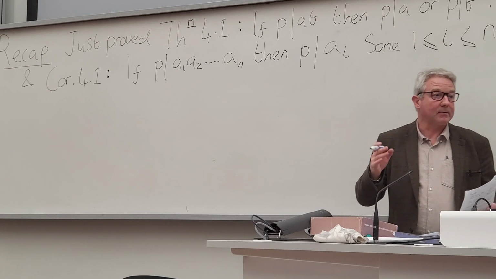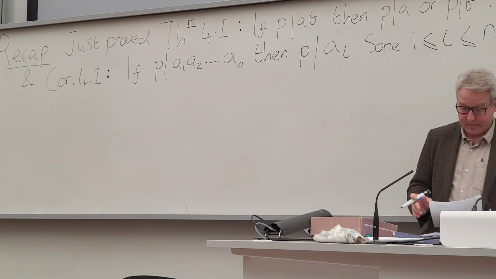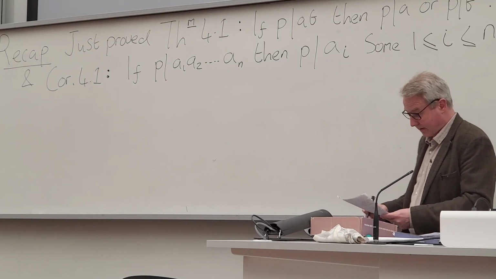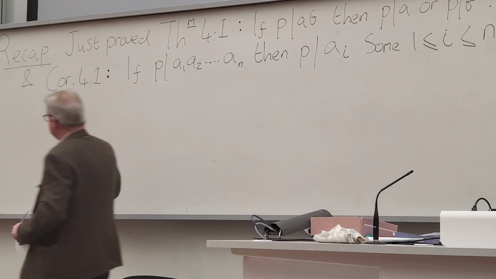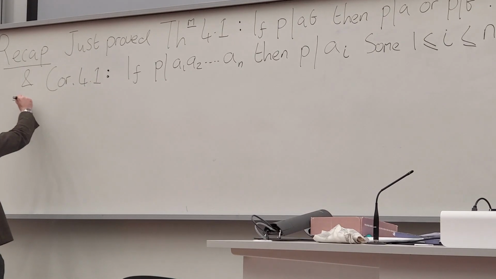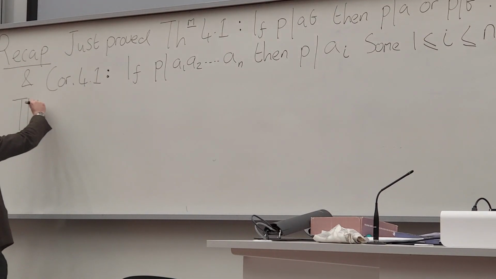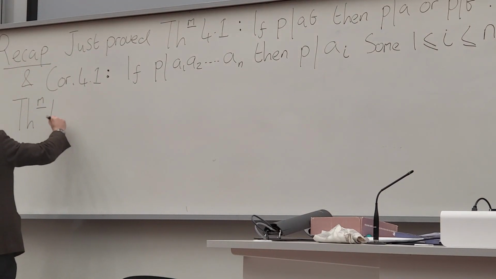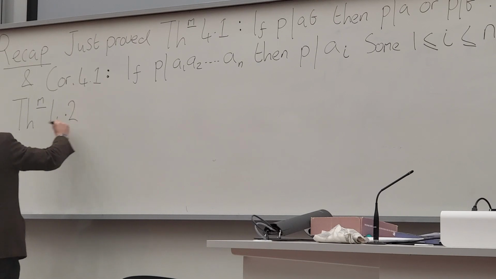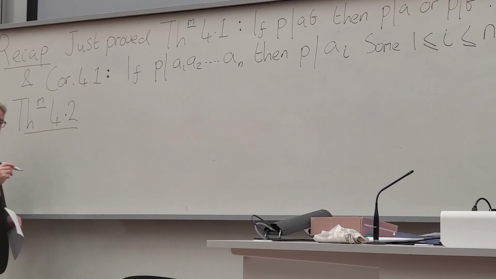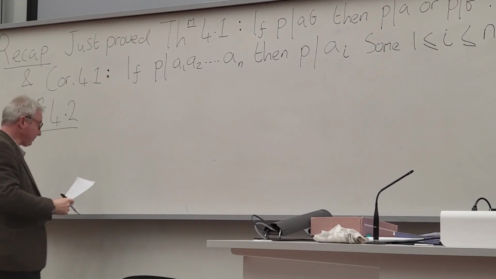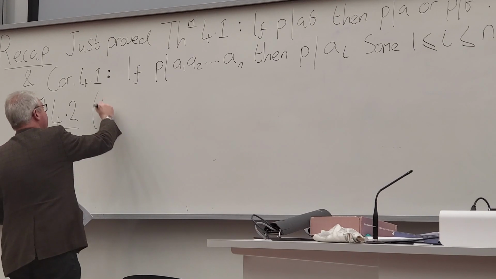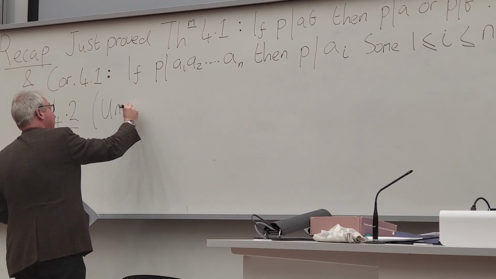We're going to round up chapter 4 in this first lecture. So we now have enough machinery that we can prove the uniqueness of integers factorising into prime numbers, up to rearrangement of the factors.